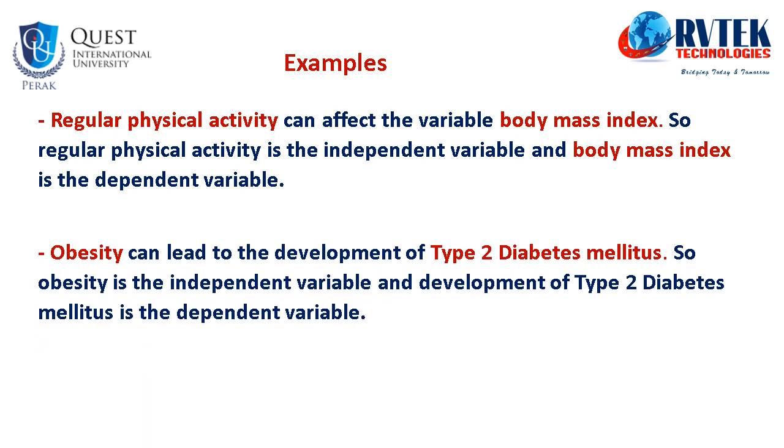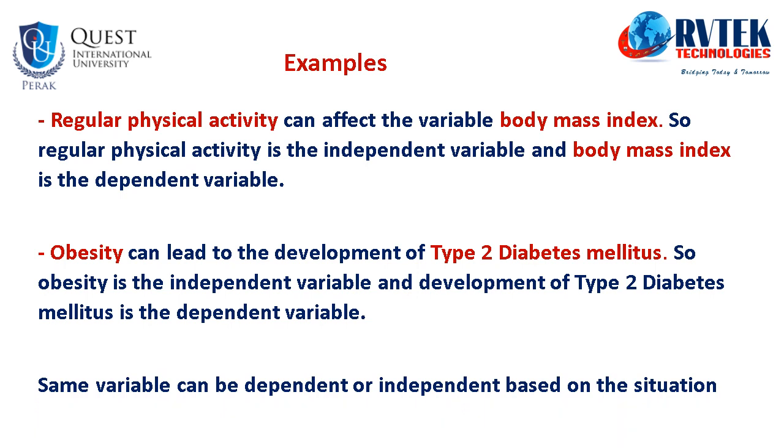Obesity can lead to development of type 2 diabetes mellitus. So here type 2 diabetes mellitus is the dependent variable because it is dependent on obesity. So obesity is the independent variable. If you manipulate or change obesity, that is independent variable, you can change the dependent variable, that is development of type 2 diabetes mellitus. So we can understand same variable can be either dependent or independent based on the scenario or situation.